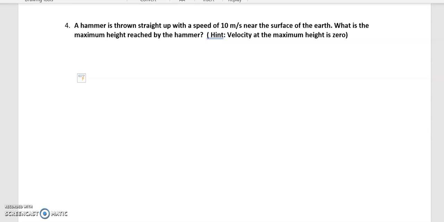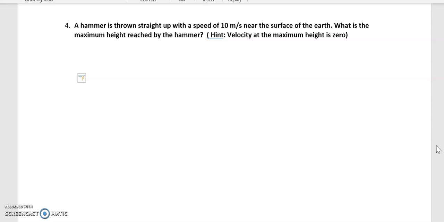Okay, so let's discuss question number 4 now. A hammer is thrown straight up with a speed of 10 meters per second near the surface of the earth. We are asked to find the maximum height reached by the hammer. And I gave you a hint: velocity at the maximum height is 0. By now, you know that. It is one of the conditions in free fall motion. At the maximum height level, the velocity of the object is 0. It comes to a stop at that point.